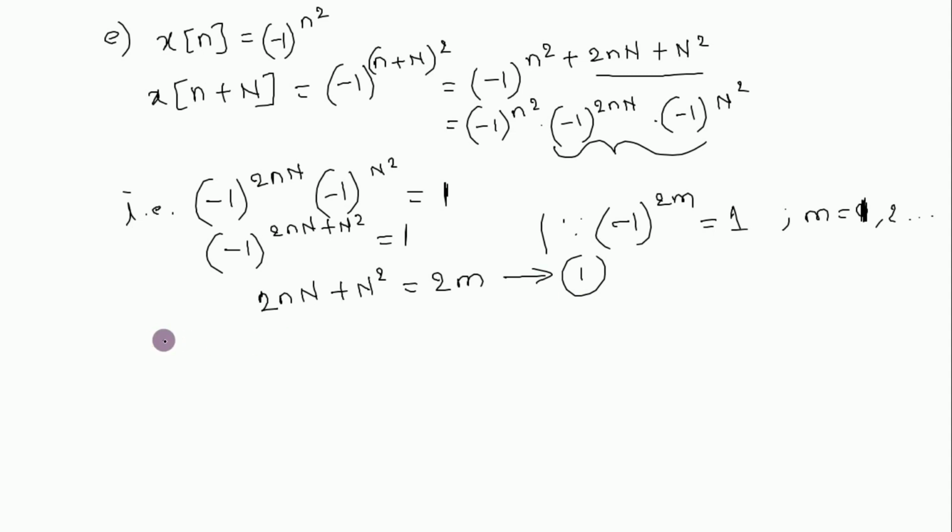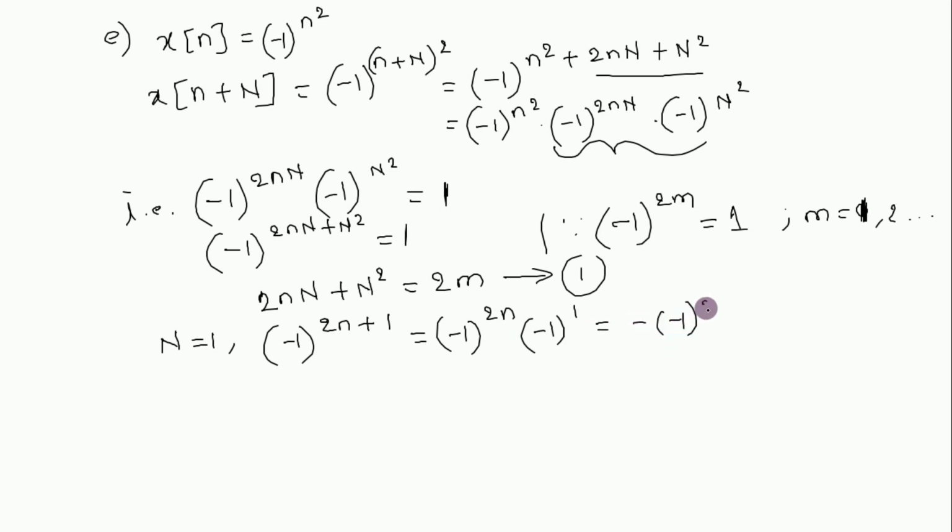Now let me go with N equal to 1. What happens if N equal to 1? Substitute N equal to 1: 1 square is 1, so I get 2n plus 1. This results in minus 1 raised to 2n times minus 1 raised to 1, which is minus of minus 1 raised to 2n, which is equal to minus 1, which is not equal to 1. So this fails. Now I try with N equal to 2.